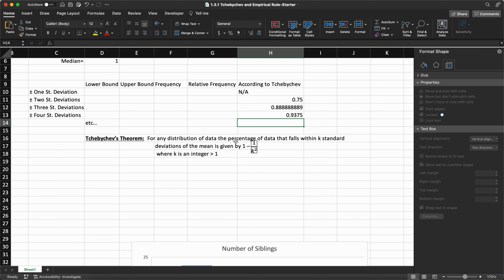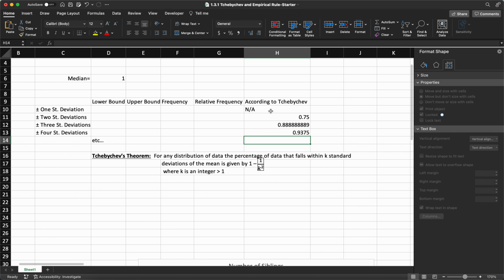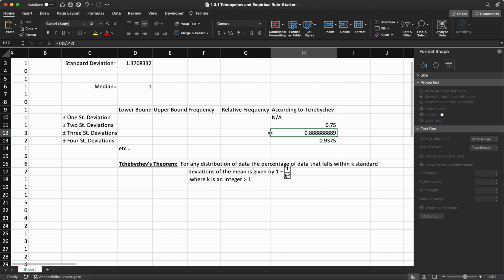The other thing to note here is that it's at least, this is the minimum amount of data that would fall within k standard deviations of the mean. Okay, so it could be 75% of the data, but it can be more than 75% of the data. There has to be at least 88.88% of the data fall within 3 standard deviations, but it can be more than 88.88%. Okay, and so on and so forth.